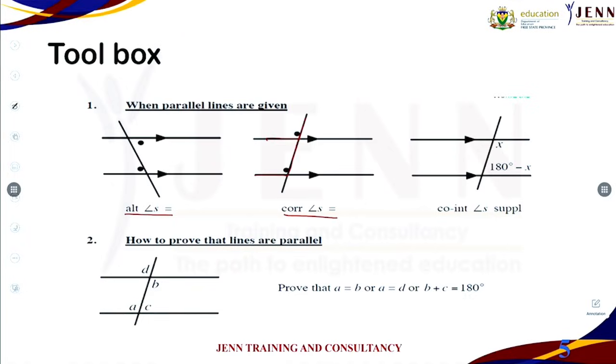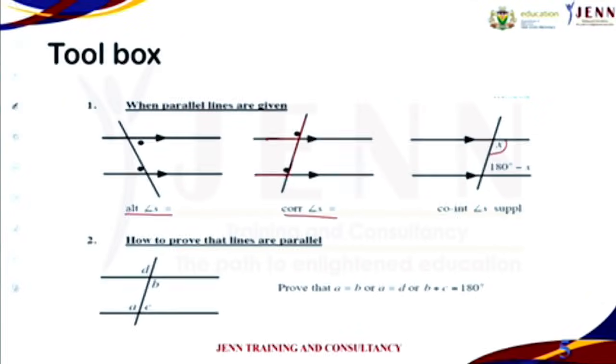And then lastly but not the least, whenever you are given parallel lines, co-interior angles are supplementary. That simply means when you add this angle and that angle, they should give you 180 degrees. So you only apply these when you are given parallel lines.